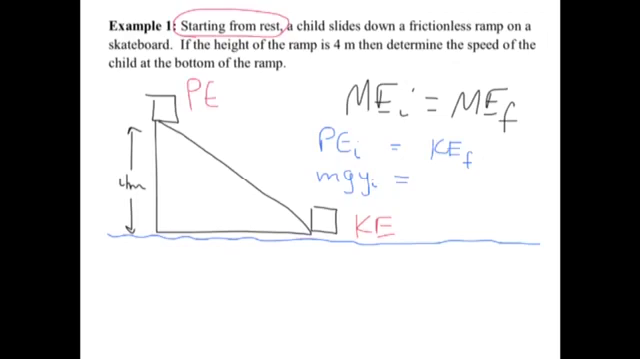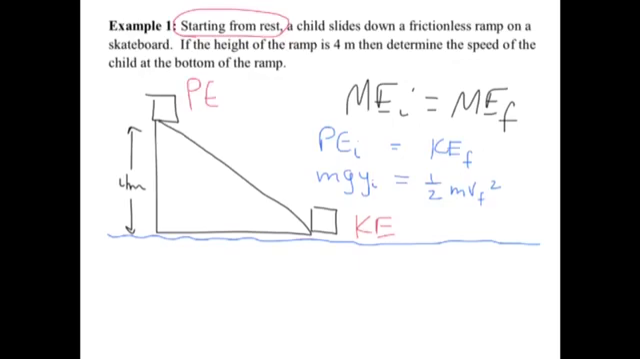What is the formula for kinetic energy, Teresa? 1/2 mv squared. Now call it VF squared. Okay? So for this problem, we've got MGYI equals 1/2 mvf squared. What do you notice?